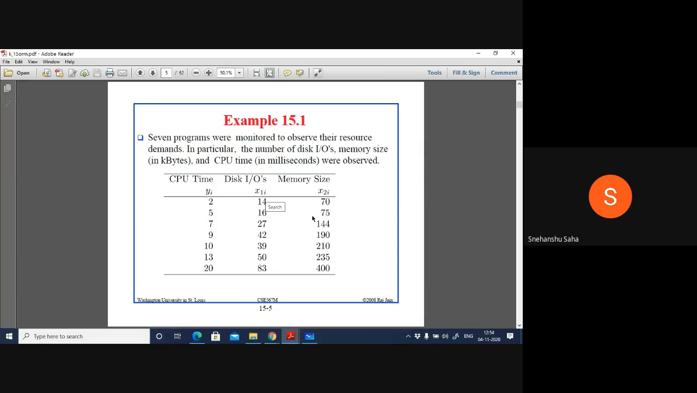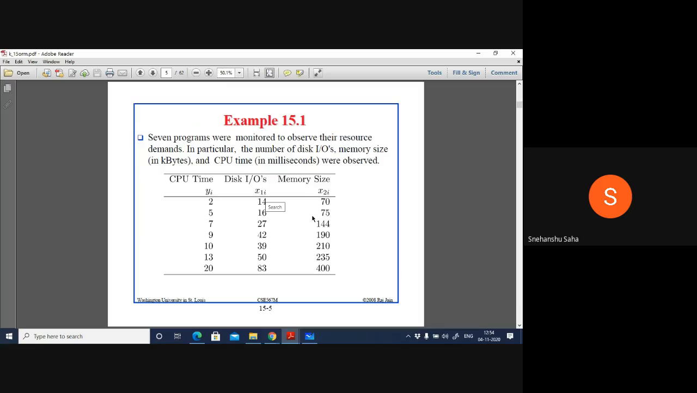So we have a new data set where we are investigating the correlation between the CPU time and the disk input outputs and memory size. Once again, please note that this memory size is collected from a set of observations which is significantly different from the input output and CPU time. Now there are more complex questions that need to be asked.